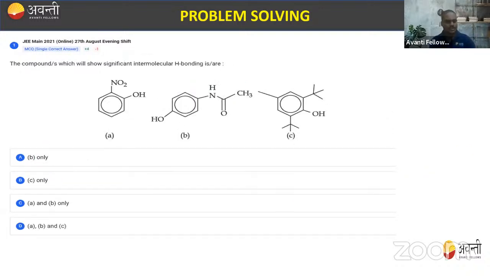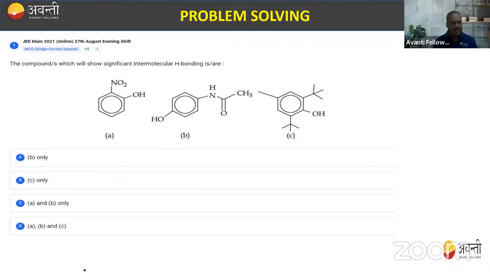Now, move to the next question. That is the compound which will show significant intermolecular hydrogen bonding. So you have to check which of the following compound will show a significant intermolecular hydrogen bonding, and both are possible. So चलो देखते हैं सबसे पहले. So what do you mean by this term inter and intramolecular, right? So in this they are asking intermolecular. So intermolecular between the two different atom and intramolecular means between the two same atom. ठीक है? So let me explain this.